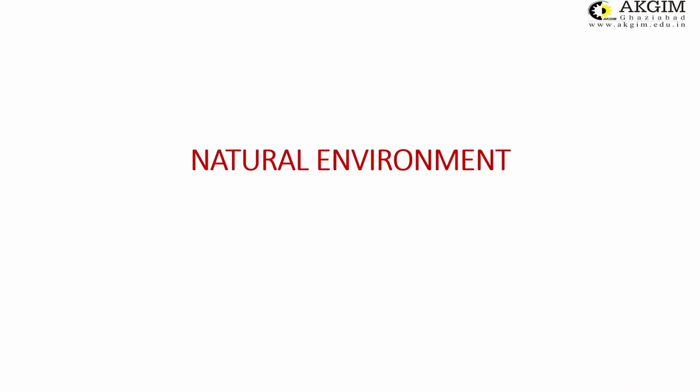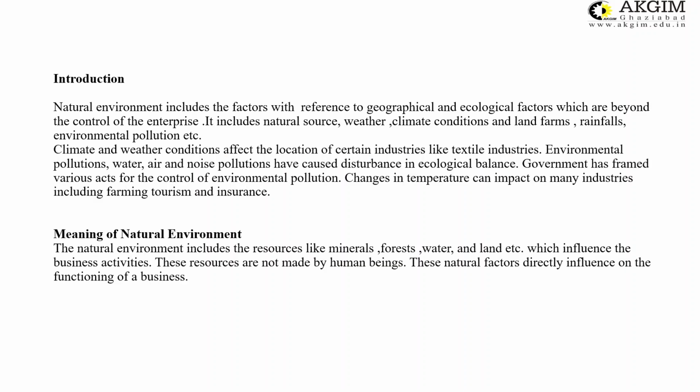Then comes the natural environment. When we talk about the natural environment, it includes all the natural resources which are part of that particular location, that particular state in which we are planning to do business. For example, if you are planning to do business in any particular location, it is very important for you to study the climate and weather conditions of that location. If I want to start a business of blankets, it is better for me to check the climate and weather conditions of that particular location.